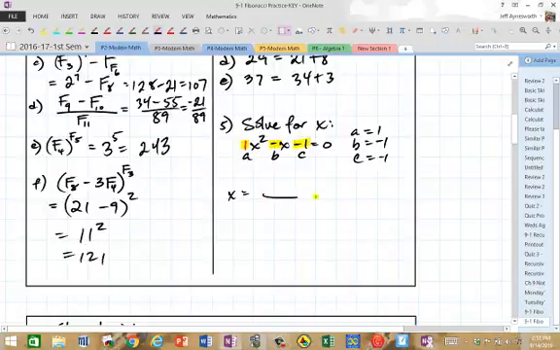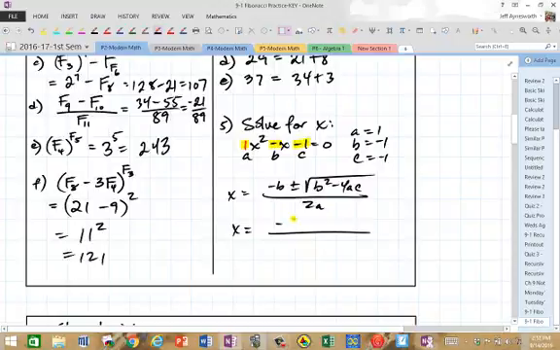So x is equal to negative b plus or minus the square root of b squared minus 4ac, all divided by 2a. So x is equal to negative of -1 plus or minus the square root of -1 squared minus 4 times a times c, divided by 2 times a. And when you simplify this, you get -1 plus or minus root 5, all divided by 2.